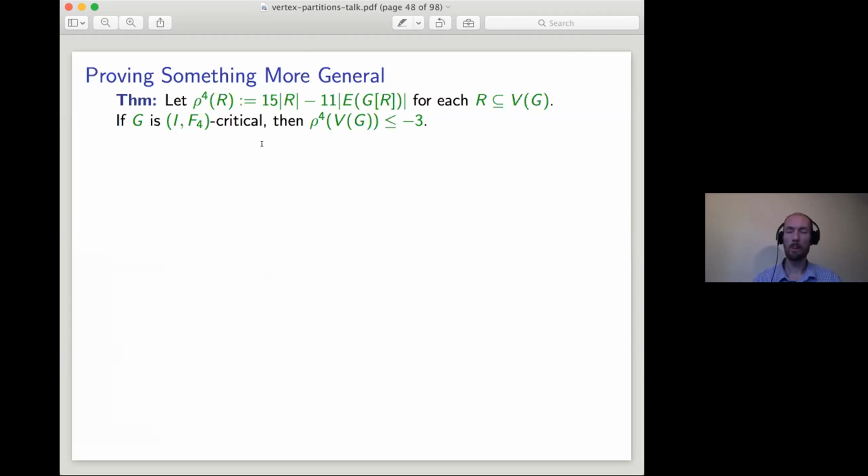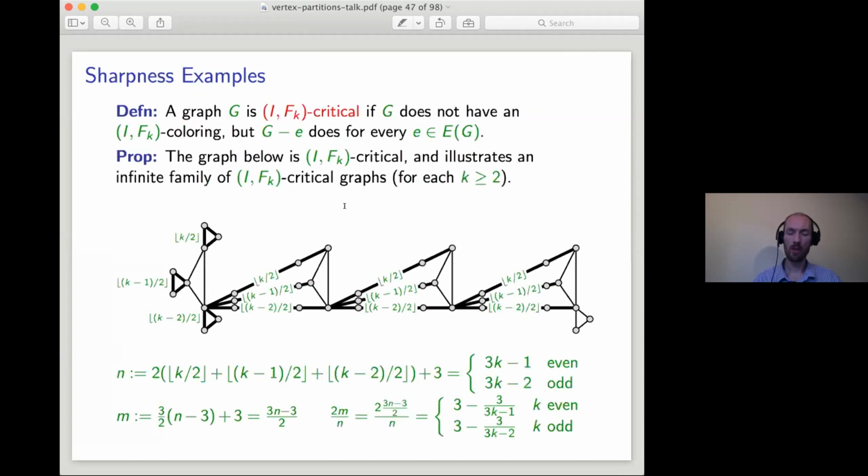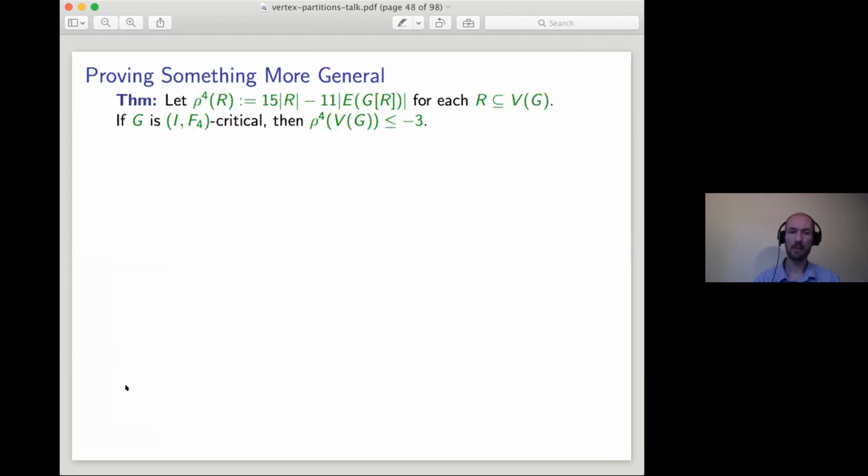So these numbers, let me just mention this 15 times number of vertices minus 11 times number of edges. Where are those coming from? If you jump back here, 11 is when you plug in k equals 4, that's this 3k minus 1. That's the 11. And the 15 is this m. So if you plug in here, so what did we say? This is 11, and then you get 3 times 11, which is 33 minus 3, which is 30 divided by 2, which is 15. So this m and this n are directly coming into play here in this definition of our potential function.